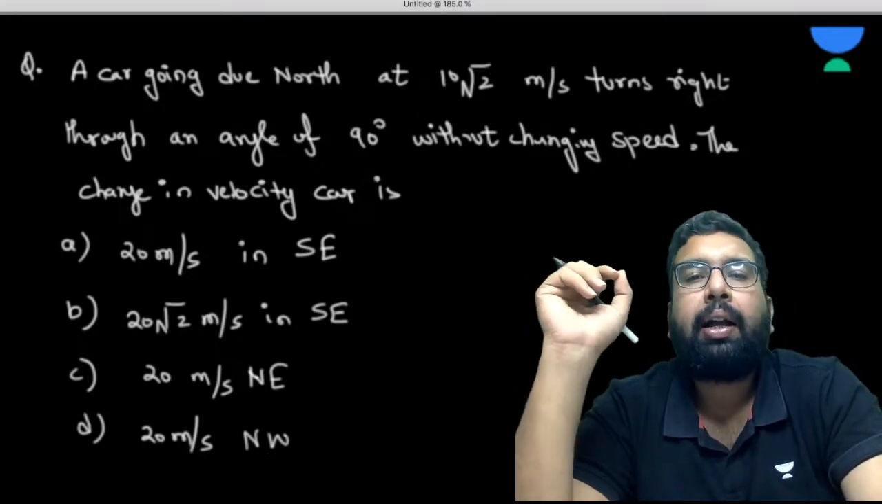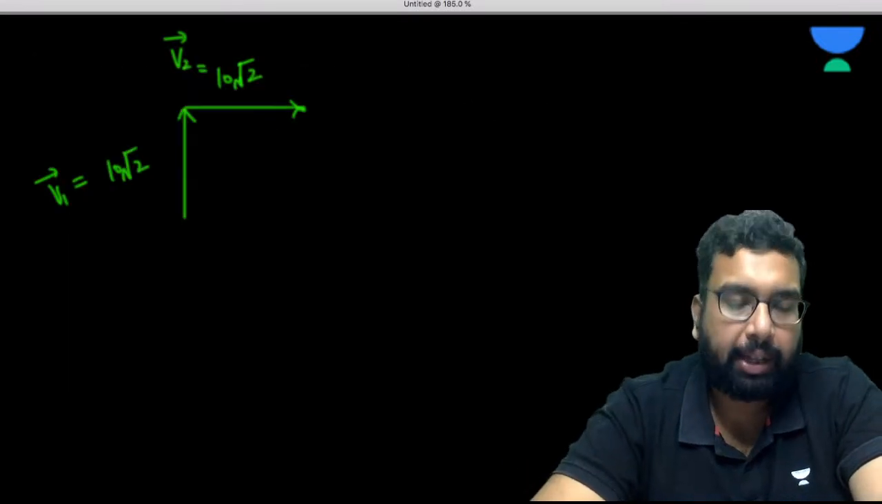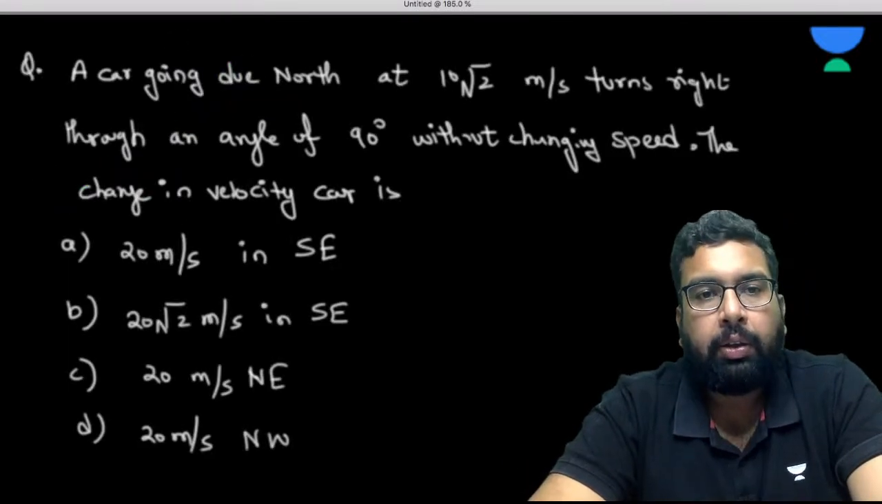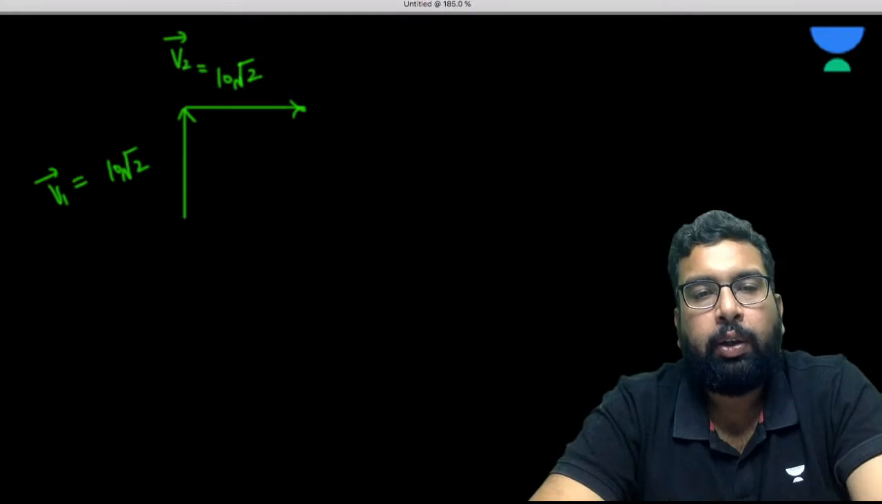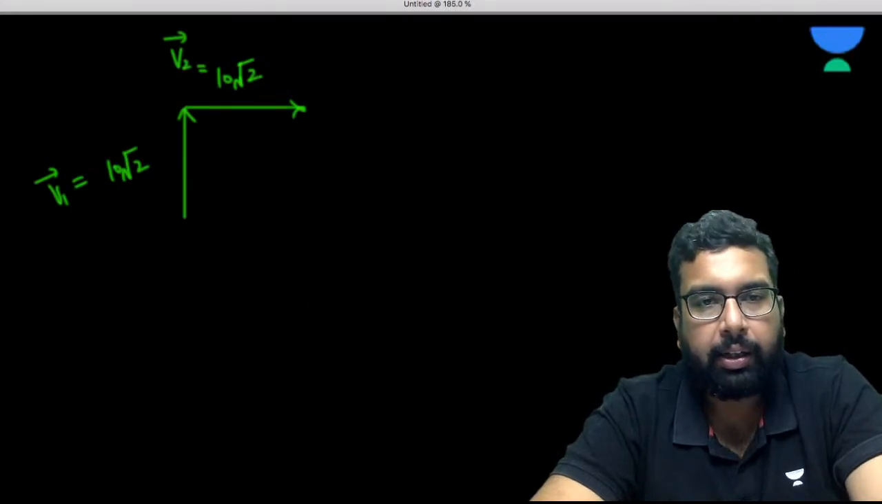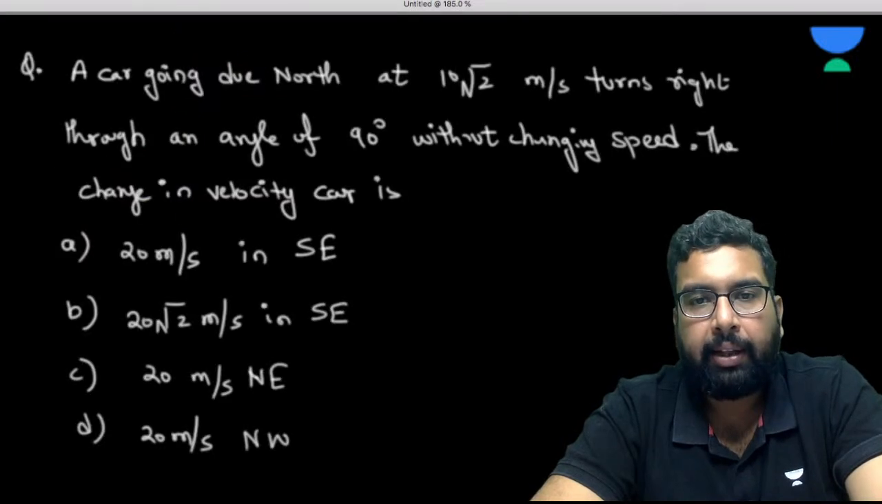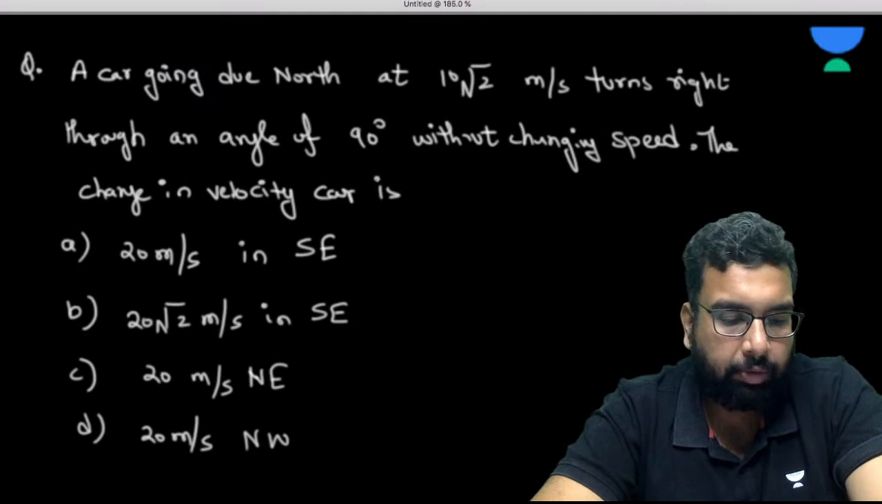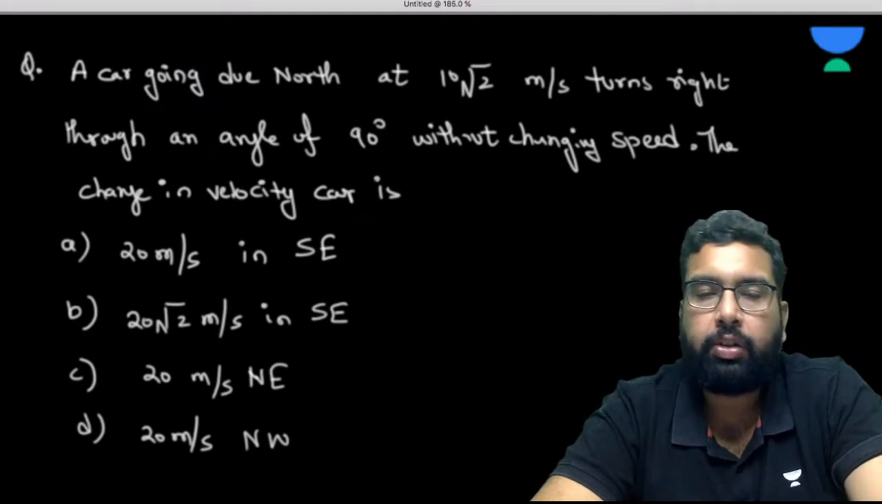So a car is going due north. Now in the north, the car started its journey in the north direction with 10 root 2, and then it took a right turn of 90 degrees without changing the speed.